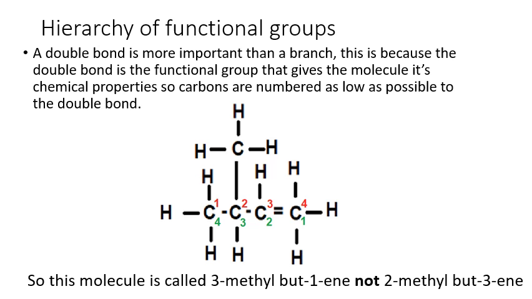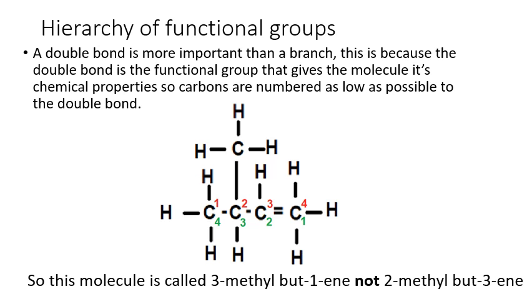In red, we could have numbered left to right, like most people will probably do when they first see a molecule like this. But that would be incorrect, because that would mean the double bond is on carbon 3, when in reality, the double bond gets priority, and so therefore we number the carbons where it's joined to carbon number 1. So this molecule is called 3-methylbut-1-ene, not 2-methylbut-3-ene.